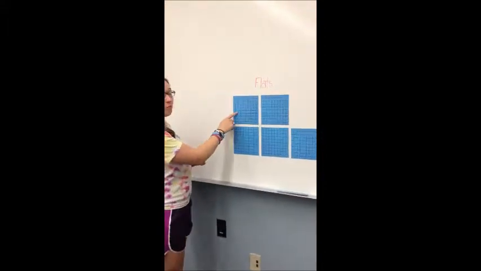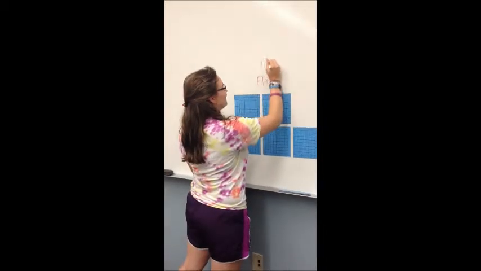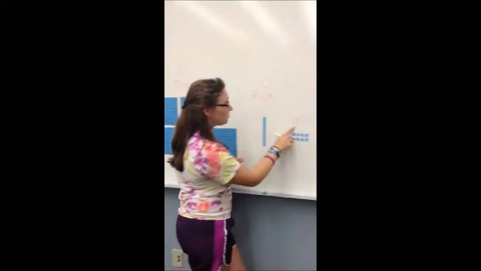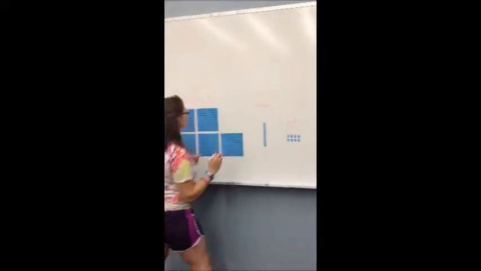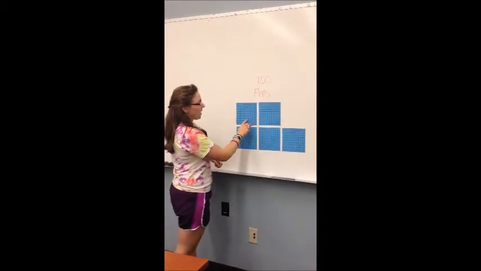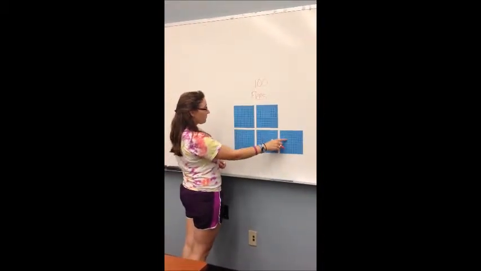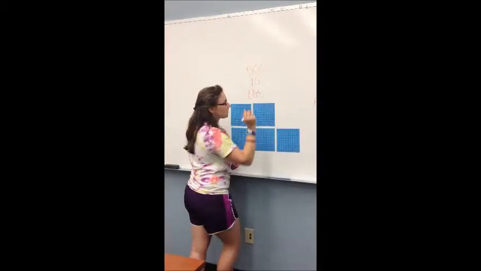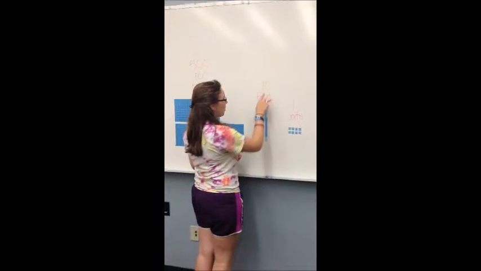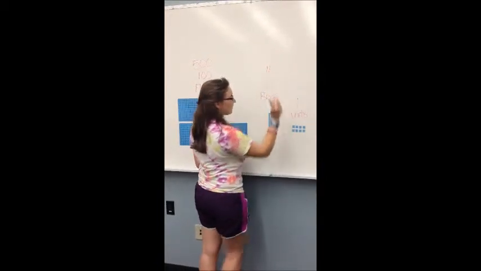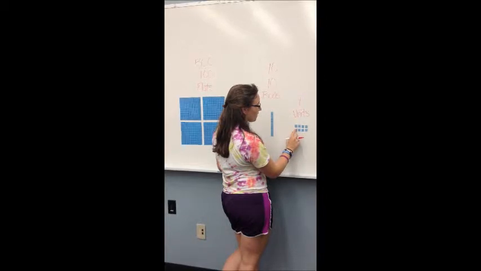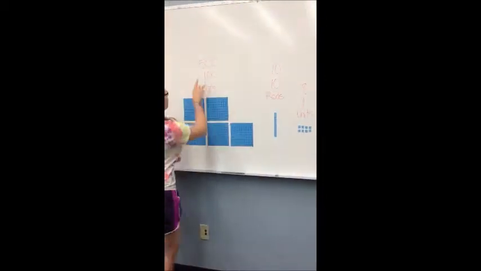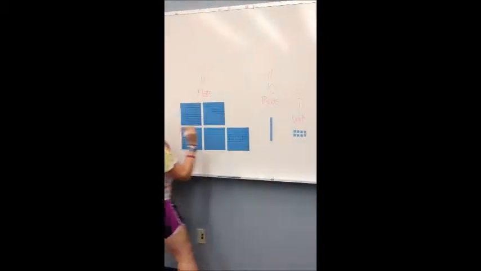Flats are worth 100. Rods are only worth 10, and units represent the ones place. So up here I have 1, 2, 3, 4, 5 100s, so this is 500. Up here I only have one rod, so that's just a 10. And I have 1, 2, 3, 4, 5, 6, 7, 8 units, so that equals 8. So 500, 10, and 8 is 518.